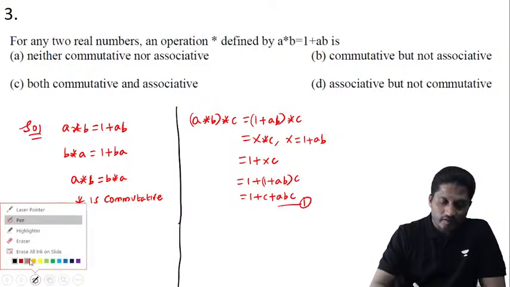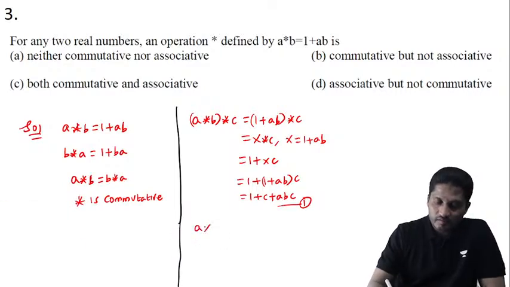Okay, next I will find out A star B star C. This will be equal to A star, and B star C is 1 plus BC, right? I'm going to write this as A star y. Y is equal to 1 plus BC.